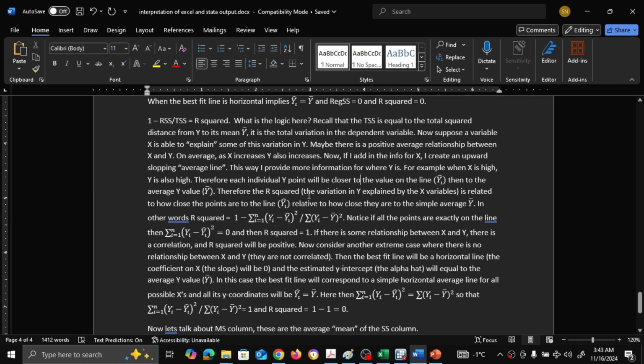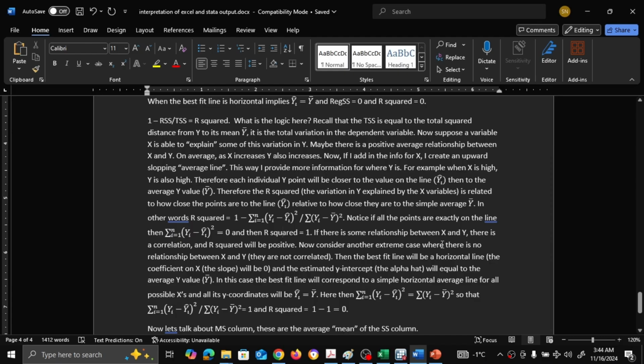Therefore, the r squared, the variation in y explained by the x variables, is related to how close the points are to the line, relative to how close they are to the simple average. Okay? In other words, the r squared is 1 minus this divided by this. Notice if all the points are exactly on the line, the distance here is 0, then r squared is 1. Everything is fitting perfectly. And this implies the correlation coefficient in absolute value is also 1. Everything is perfectly correlated. Okay? If there is some relationship between x and y, there is a correlation and r squared will be positive.